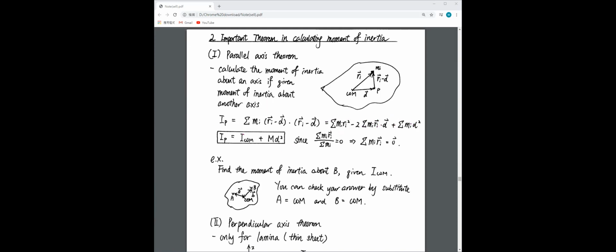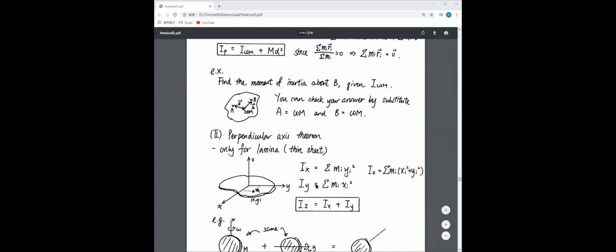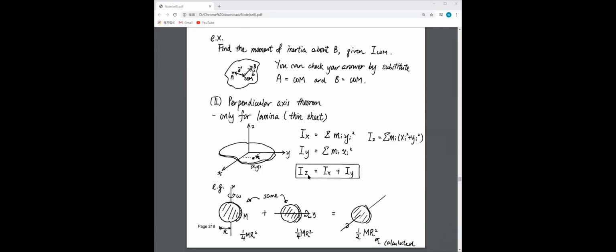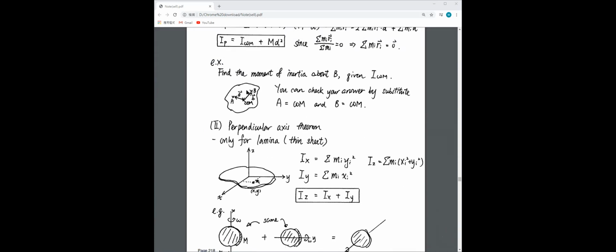So another theorem is just like this one. If you want to find the relation between the moments of inertia about point A and point B, you need to write out two equations first: I_A equals I_CM plus M a squared, and I_B equals I_CM plus M b squared. Okay, and then you subtract these two, and then you can see the relation. That's it.